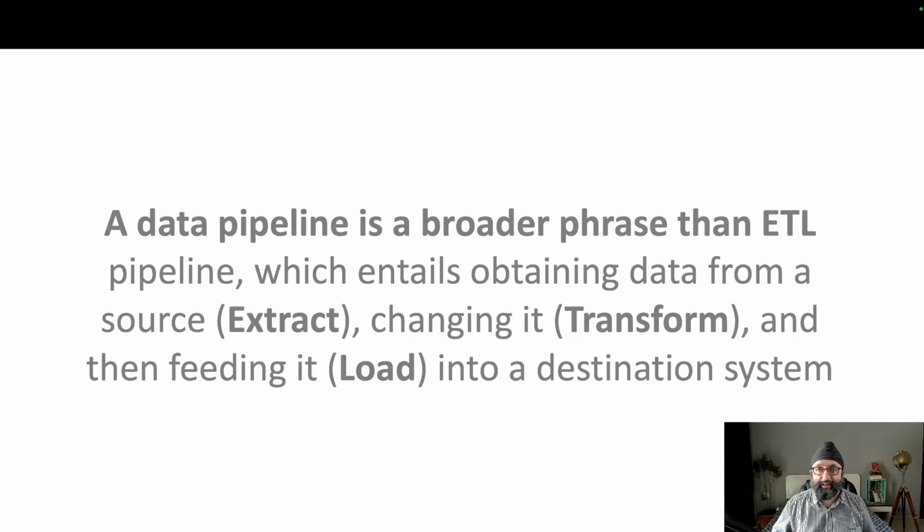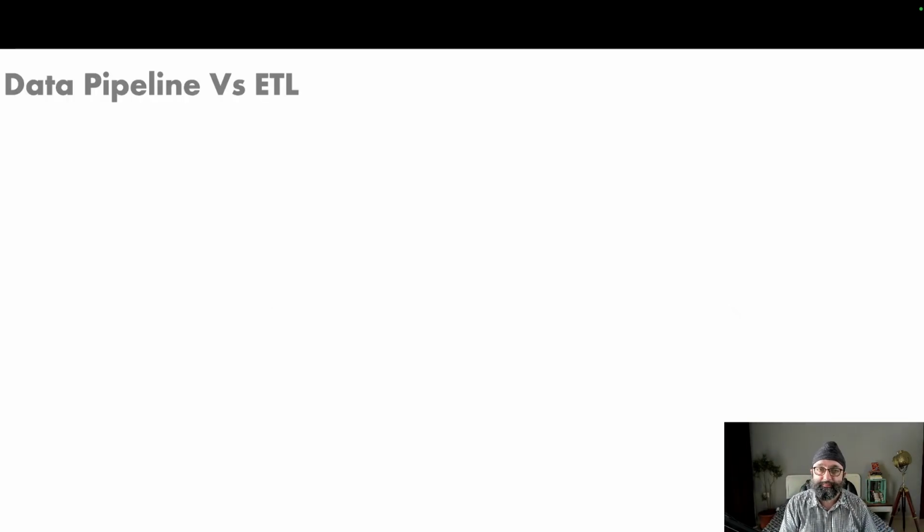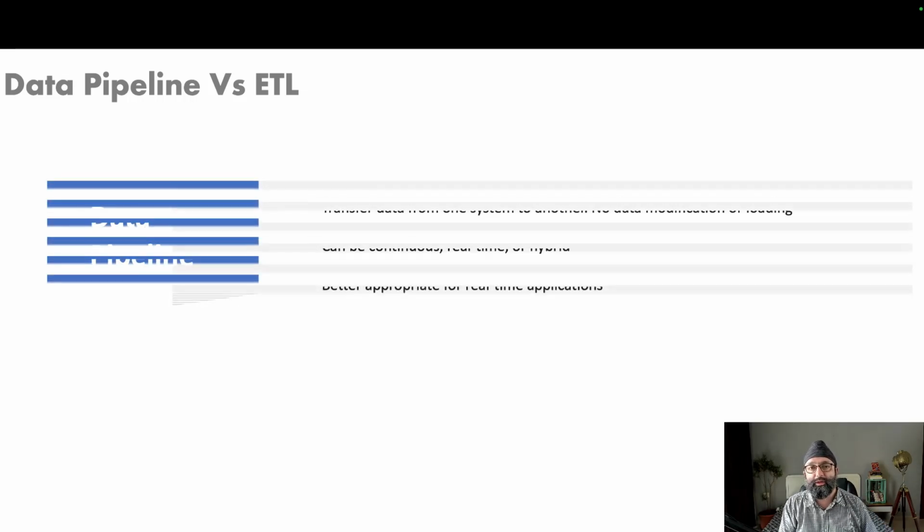A data pipeline is a broader phase than ETL pipeline, where ETL essentially talks about obtaining data from a source, that's extract, change it, which is transform, and then loading it or feeding it, that's the L part, into a destination system. So an ETL is extract, transform, and load. A data pipeline is a bigger set, out of which an ETL is a subset. So let's dig a little deeper about this. What's a data pipeline versus what's ETL?